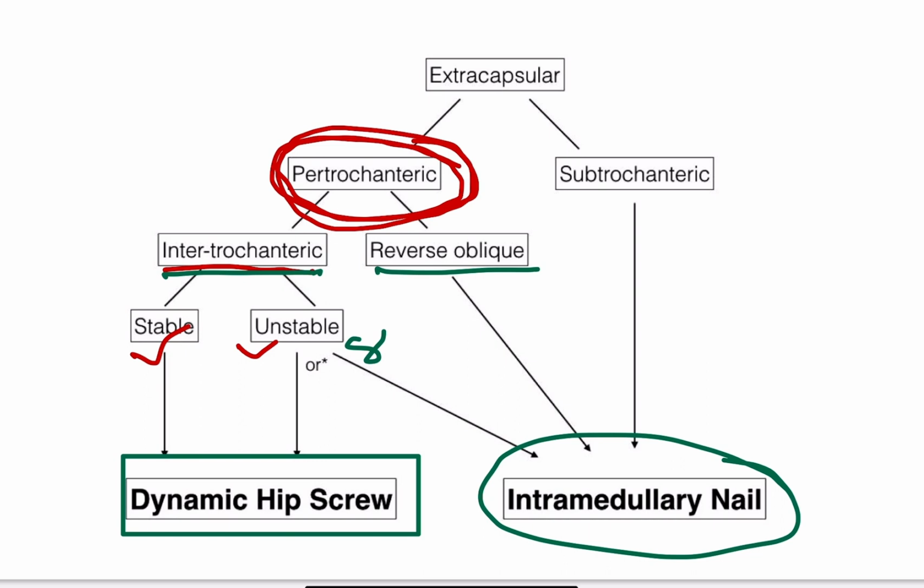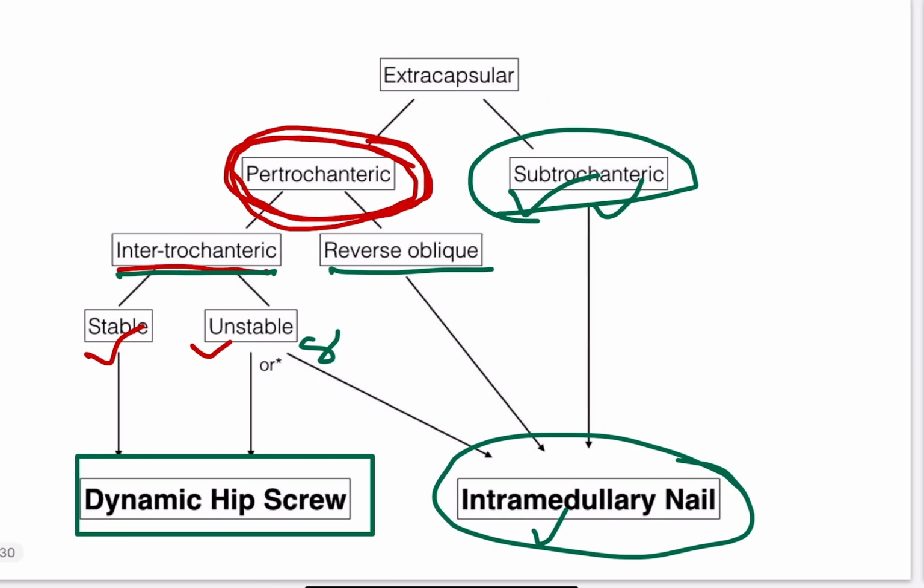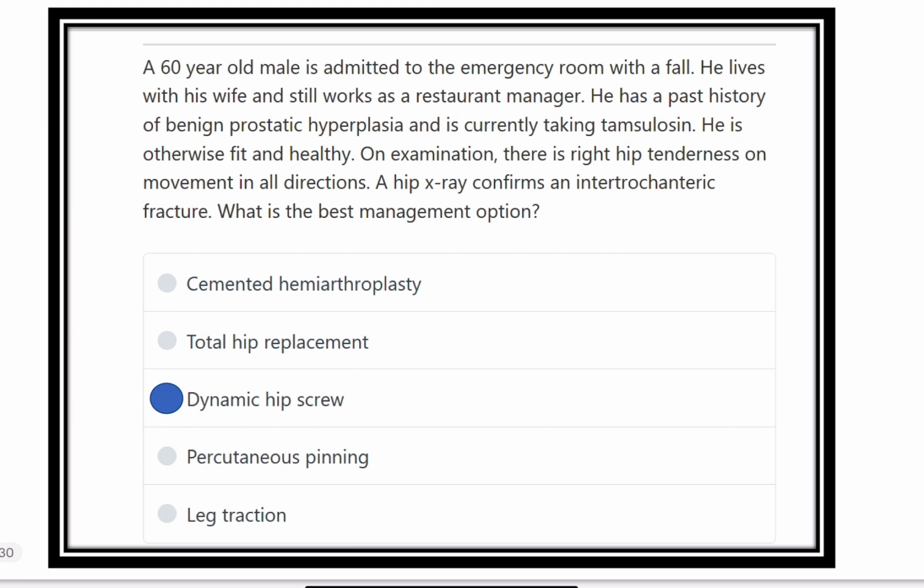On the other hand, there is the subtrochanteric fracture. That means below the lesser trochanter, when this area fractures, the definitive management is an intramedullary nail. So there are two options: when it is peritrochanteric or intertrochanteric, it is the dynamic hip screw; when subtrochanteric, usually an intramedullary nail. So what is our answer? In case of intertrochanteric fracture, it is the dynamic hip screw.